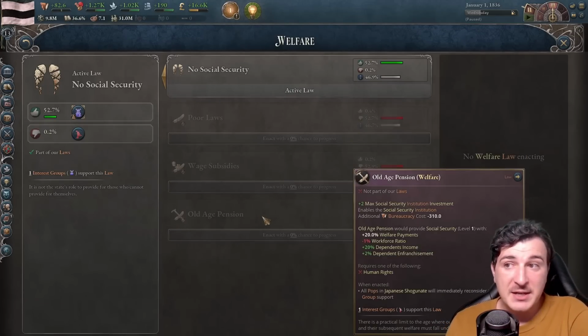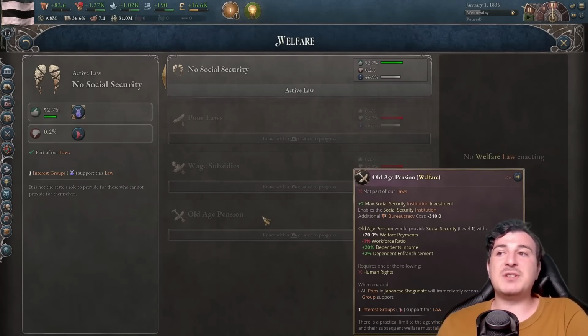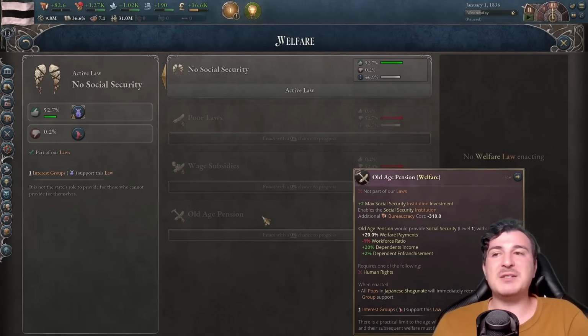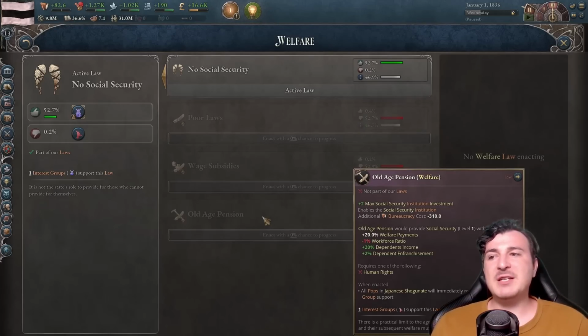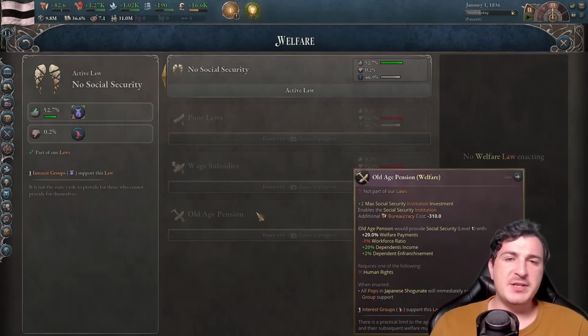You get dependence income, enfranchisement, but it reduces the workforce ratio a little bit. So this is actually pretty good for the late part of the campaign where the workforce ratio doesn't matter as much because you're going to have hundreds of millions of pops anyway.